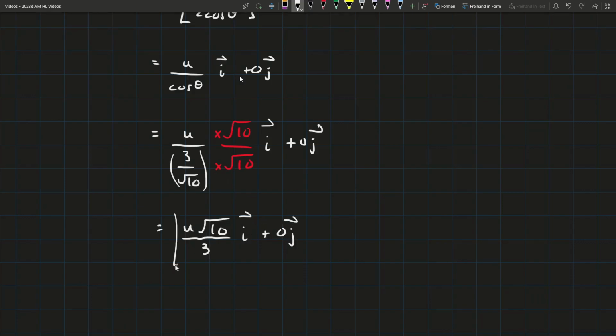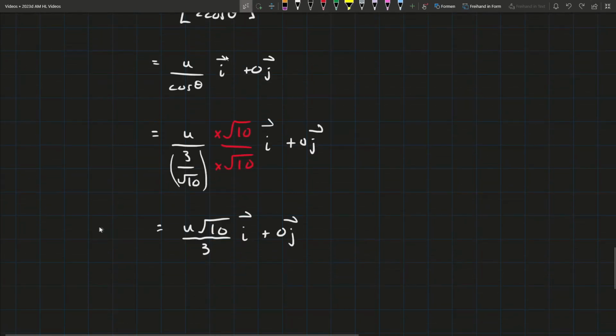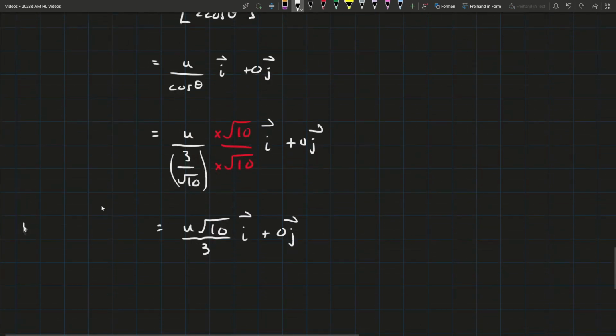And that's the answer, we might want to state it. This is the velocity of Q. So we'll have vq, the final velocity of Q. I suppose you could call it that, maybe not like that, because vq in our case represented this. So maybe we could just say final velocity of Q equals that.